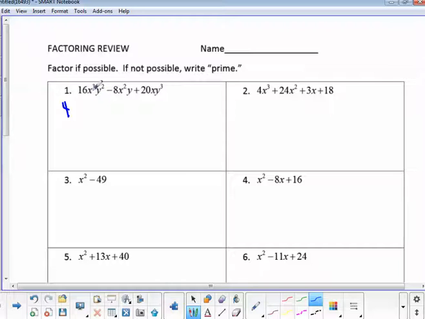Then you want to check and see if all of the terms have an x. They all have at least one x. So you're going to put the x next. And then check for the y. They all have at least one y. So we're factoring out 4xy.